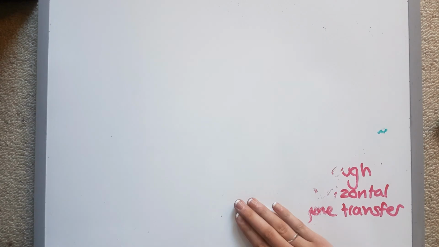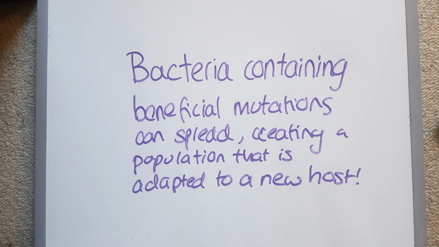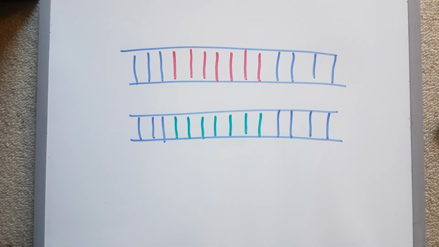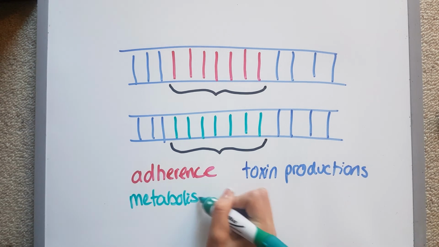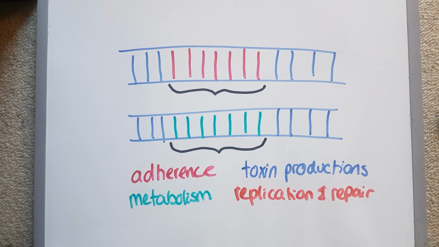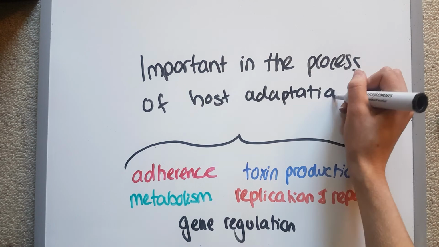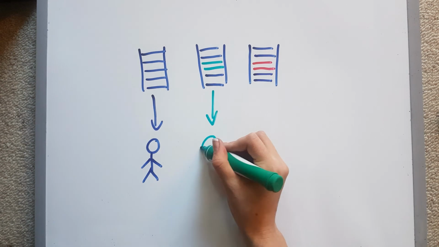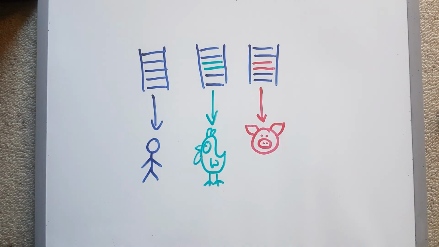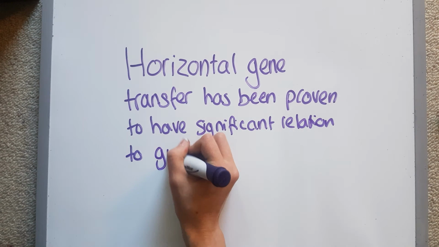As a result of horizontal gene transfer, bacteria containing beneficial mutations can spread, creating a population that is well adapted to a new host. A whole genome sequence was performed for both human and bovine or cattle strains, which resulted in the discovery of considerable variation among genes encoding for proteins that account for adherence, toxin production, metabolism, replication and repair, as well as gene regulation. This suggests that these functions play a role in the process of host adaptation, and that a change in one of these genes can specialize the cell to a new host. This horizontal transfer has been proven to have significant relation to greater interaction between new hosts and the bacteria.